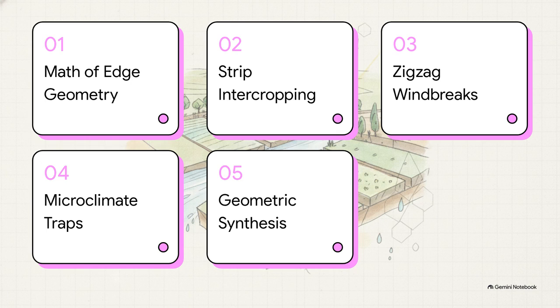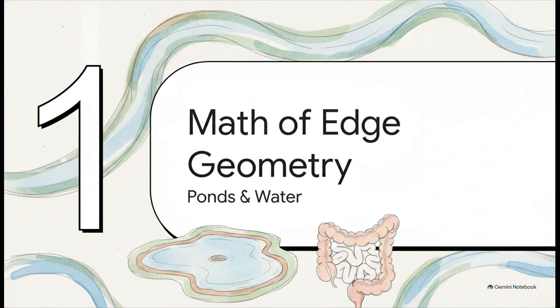Here's a quick roadmap of what we're covering today. We'll hit the math of edge geometry, strip intercropping, the aerodynamics of zigzag windbreaks, waffle iron microclimate traps, and finally, synthesizing the geometric landscape. Let's kick things off with Section 1, the math of edge geometry and ponds.